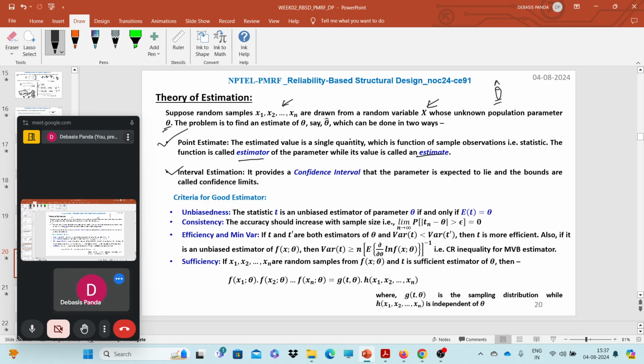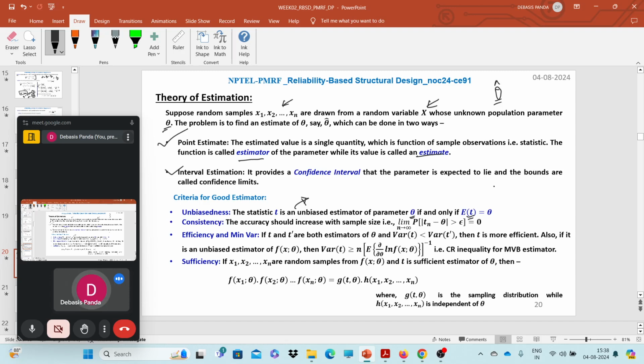Okay, so here the main thing in point estimate is that the estimate should be unbiased. So there should not be any bias in your estimate. Now, why do we call it an unbiased estimator? The statistic T is an unbiased estimator of the population parameter theta if and only if the expectation of this estimator is equal to the parameter. Like, I will tell you in a simple way.